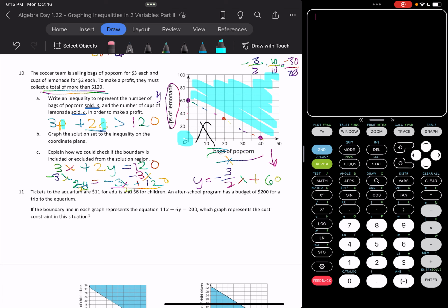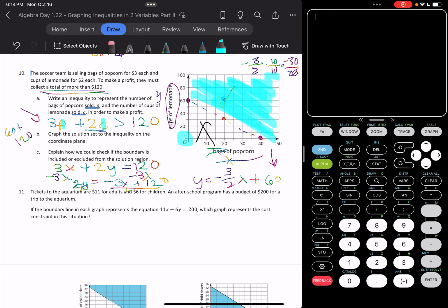And if you wanted to be sure, you can test the point, for example, 20, 60. Let's plot 20, 60. If I plug that in here, 20 bags of popcorn would give us $60 plus, what did I say, 60 cups of lemonade gives us 120. That's already more. We can tell 180 is greater. So check, this one works. And again, we shaded in this side over here.